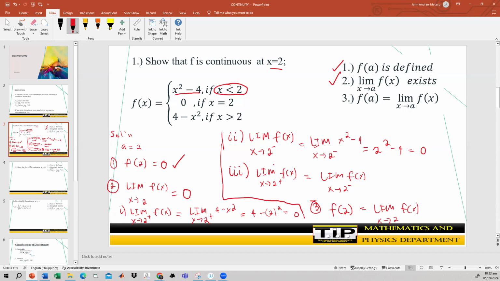So the f of 2 gives you 0, and the limit of f of x as x approaches 2 gives you 0 as well. So in that case, it means that all three conditions are being satisfied. So we can conclude right away that f is continuous at x is equal to 2. So I hope you understand it.